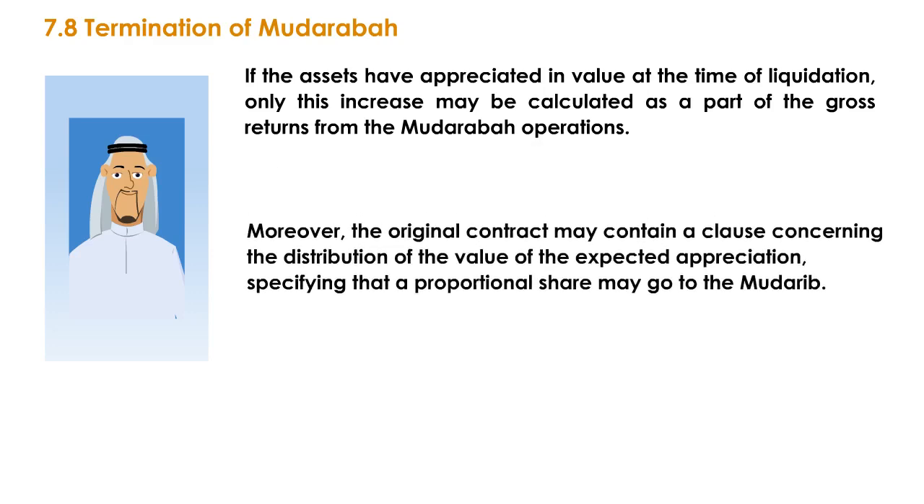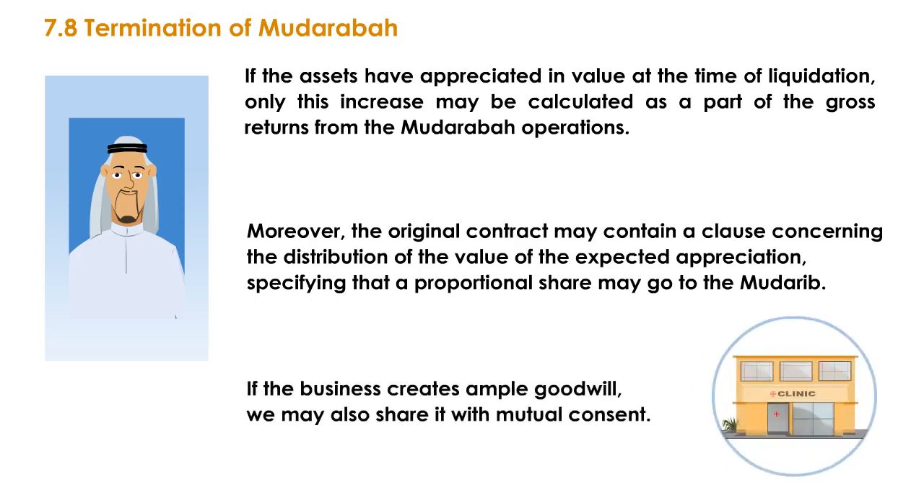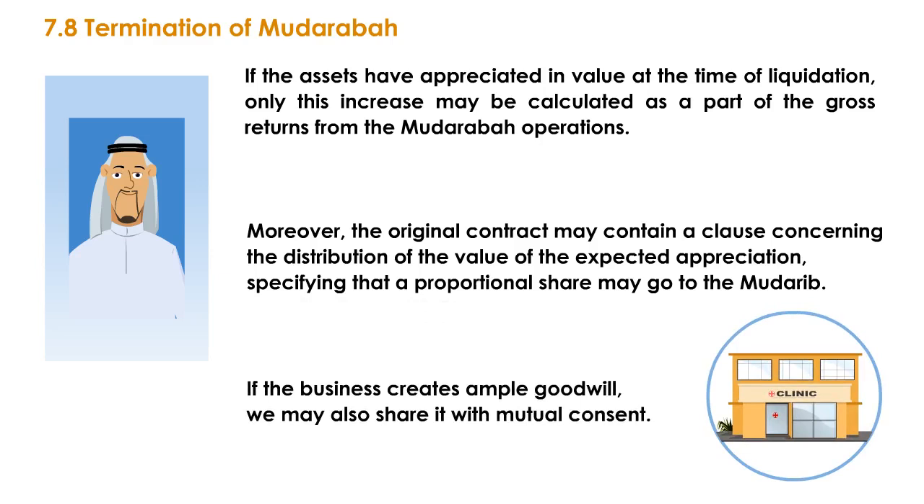Moreover, the original contract may contain a clause concerning the distribution of the value of the expected appreciation, specifying that a proportional share may go to the Mudarib. If the business creates ample goodwill, we may also share it with mutual consent.